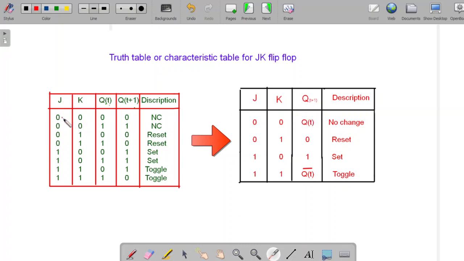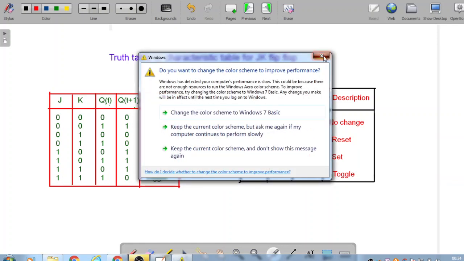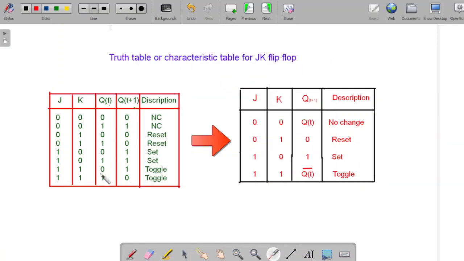Okay, so we know that J and K are the inputs and Q(t) is the present state and Q(t+1) will be the next state. So we have these three can be taken as the condition, so we can write 000, 001, all the possibilities we can write, right? 000, 001, 010, 011, 100, 101, 110, and then 111, like that we can write. And now we'll look into this.